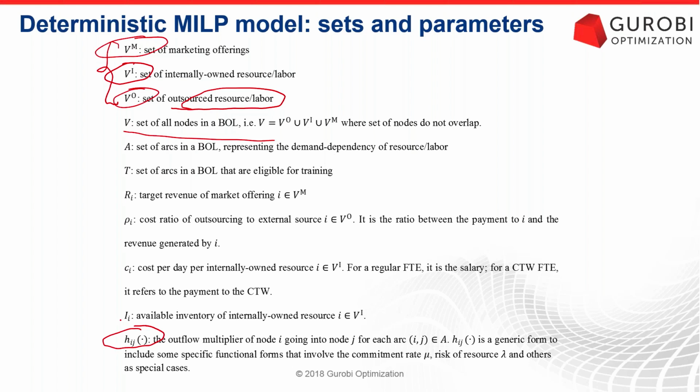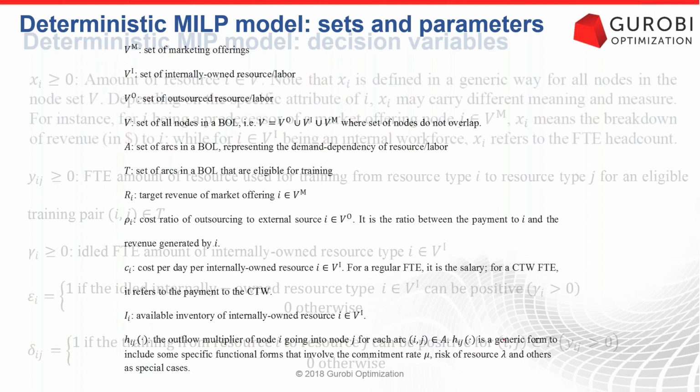And also pay attention to this H_ij, that's the multiplier we explained earlier. So in our formulation, we're going to use H_ij in this generic form to describe the demand dependency. But recall that H_ij may involve these parameters such as mu and lambda and other parameters as special cases.